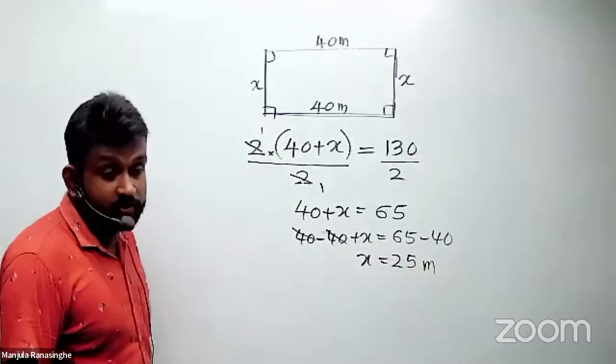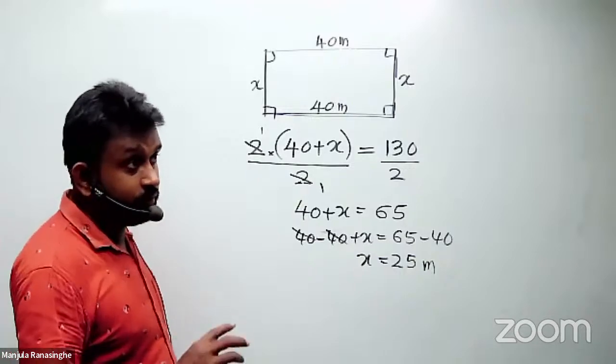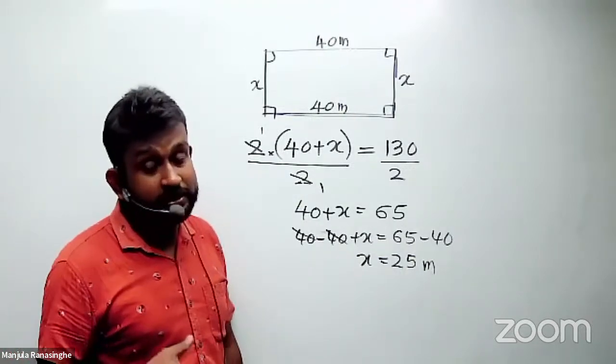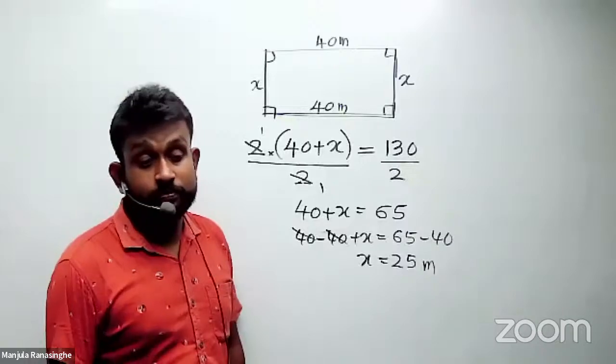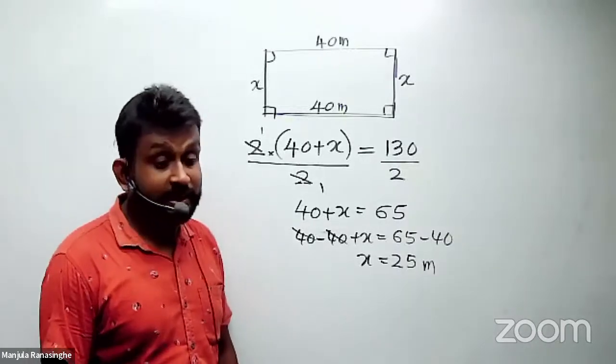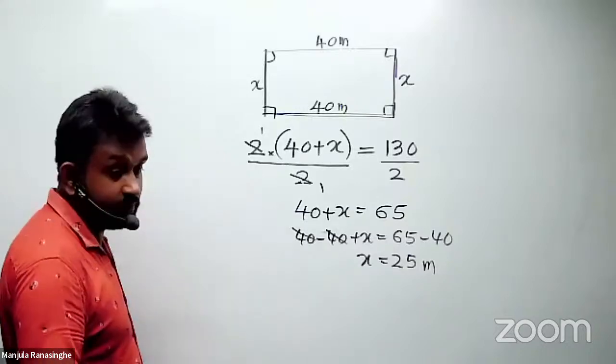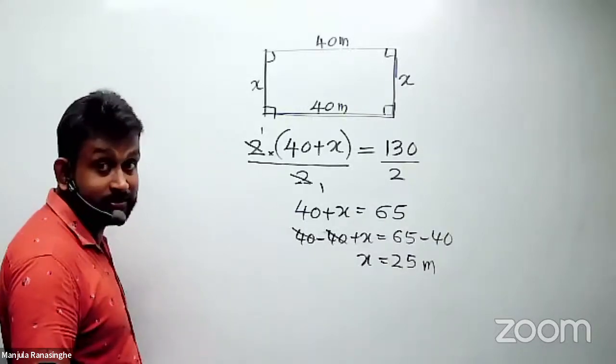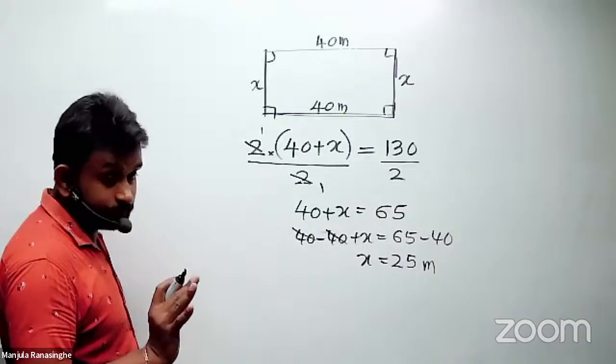X equal 25 meters. That is the formal way of doing this one, but I will tell you a very short method rather than this. Let me tell you how most students usually do it. This method is clear, this is the formula based method.